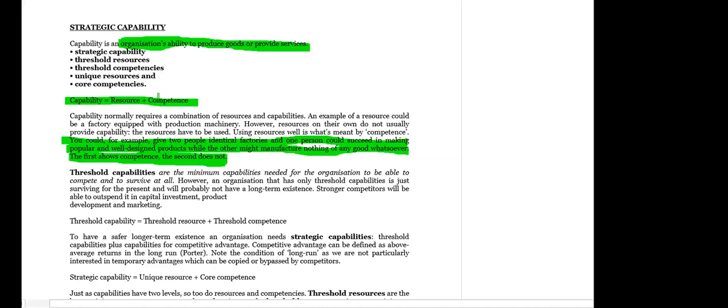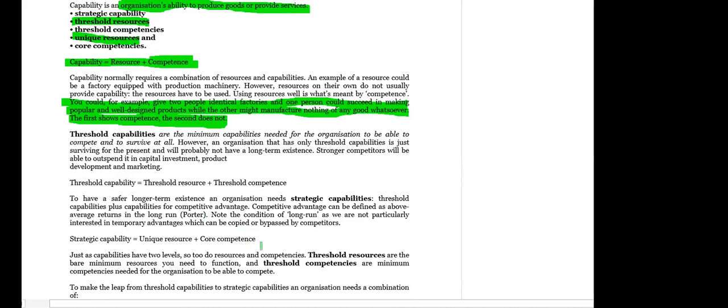That is, how competently are they utilizing their resources. So when we say capability is equal to resource plus competence, remember there are two types of resources. One is threshold resources and the other is unique resources. Threshold resources means the bare minimum resources. Threshold resources are the bare minimum resources that you need in order to survive.